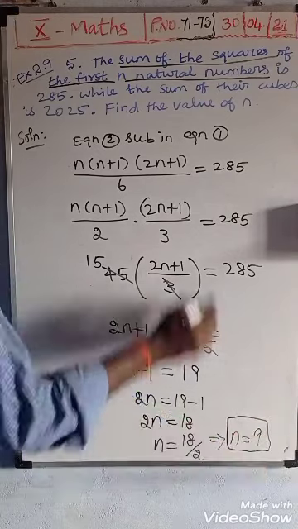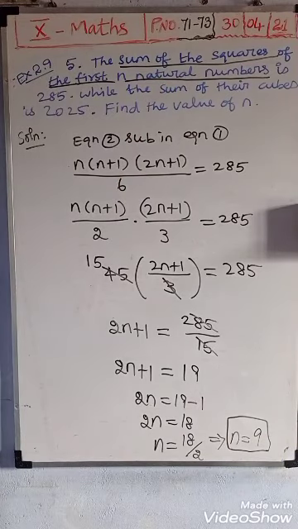Therefore here it is given the square of numbers and the cube of numbers. Using the two formulas we receive the answer n is equal to 9. Okay, that's all.